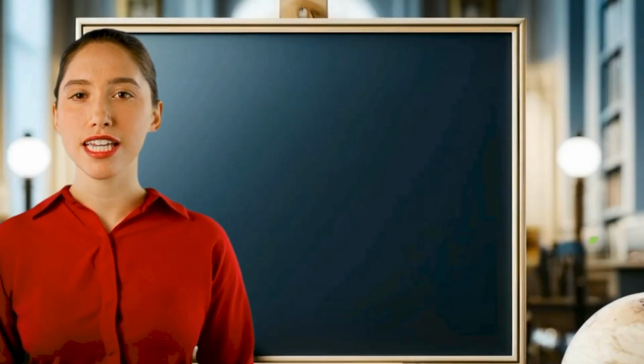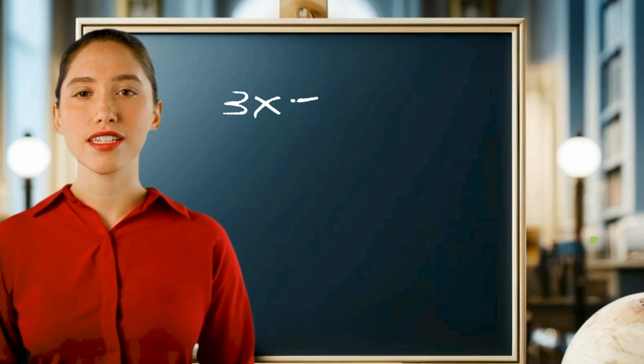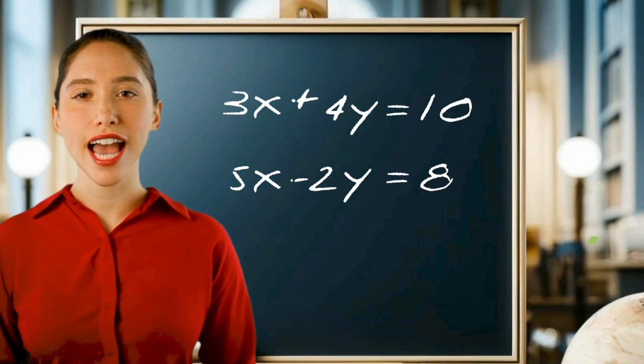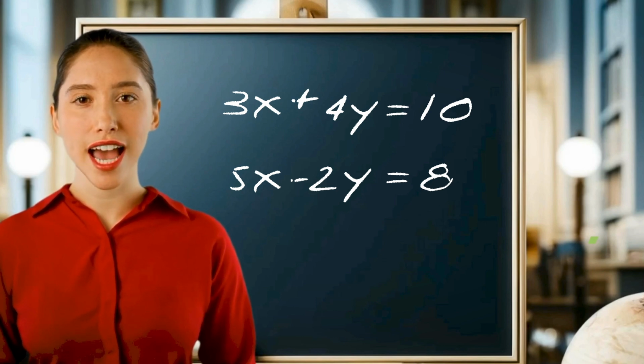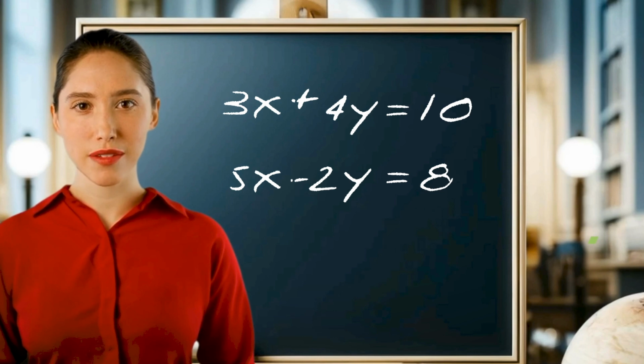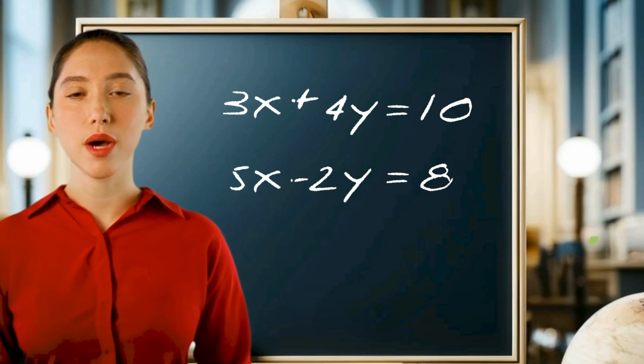A system of linear equations is essentially a set of two or more linear equations with the same variables. For instance, let's take the equations 3x + 4y = 10 and 5x - 2y = 8. In these equations, x and y are the variables, and the system is a group of equations that we aim to solve simultaneously. The goal is to find values of x and y that make both equations true at the same time.